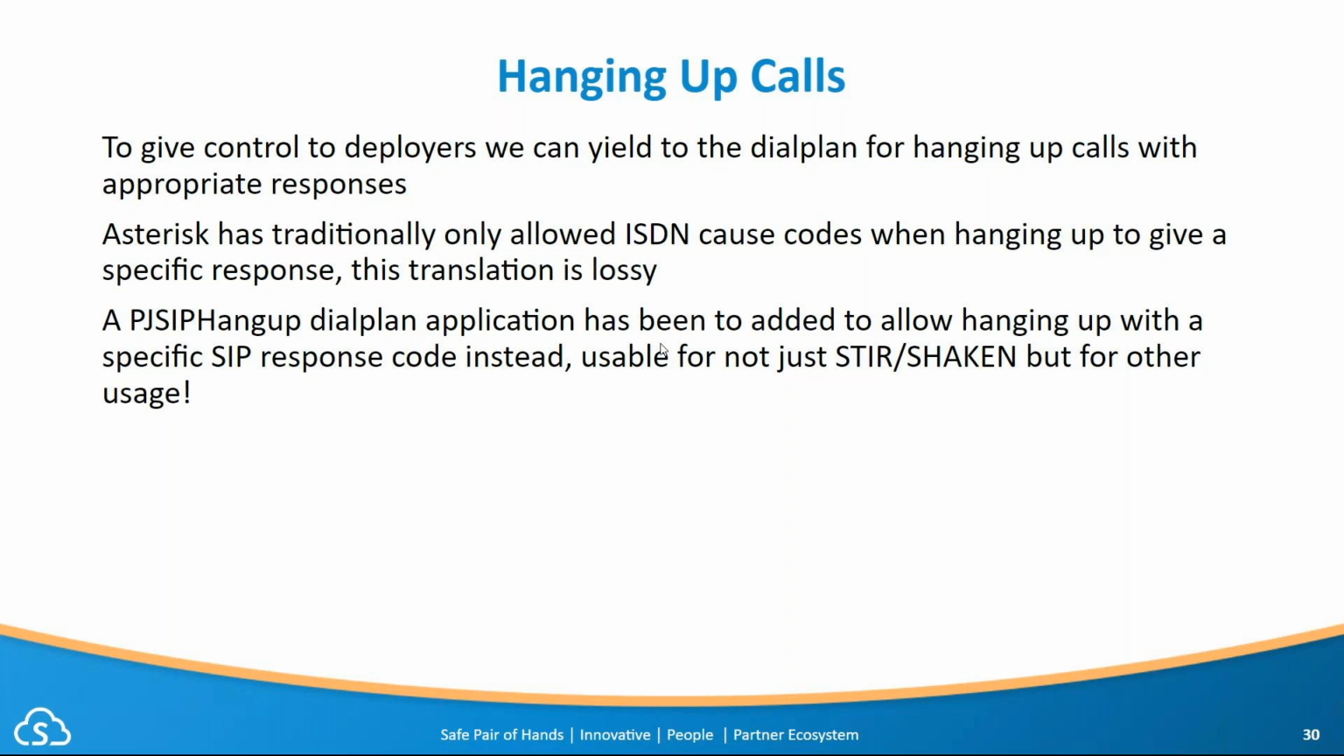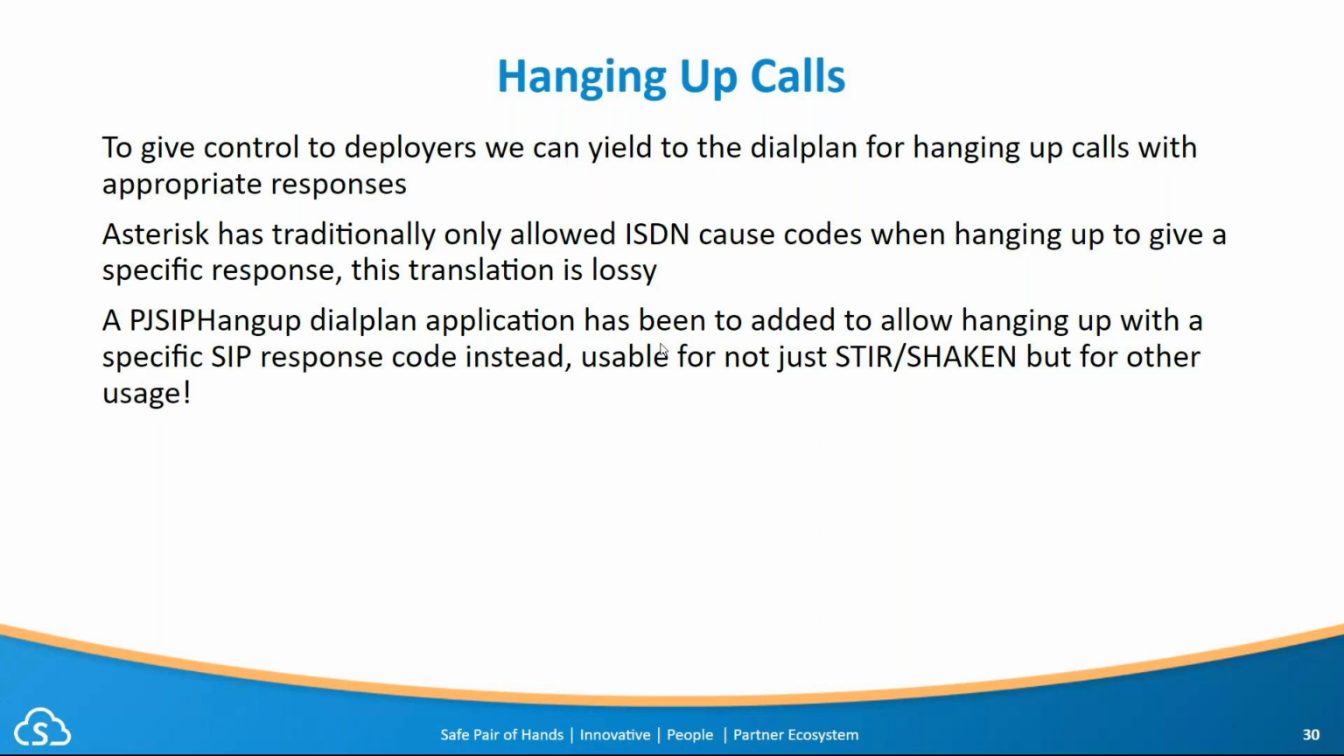That mapping between ISDN cause codes and SIP responses is pretty lossy at times. And so through this Stir Shaken work, we decided to implement a PJSIP hangup dial plan application. This allows you to hang up with a specific SIP response code instead, so you don't have to try to finagle ISDN cause codes. This is usable for not just Stir Shaken. You can use it for whatever you want.